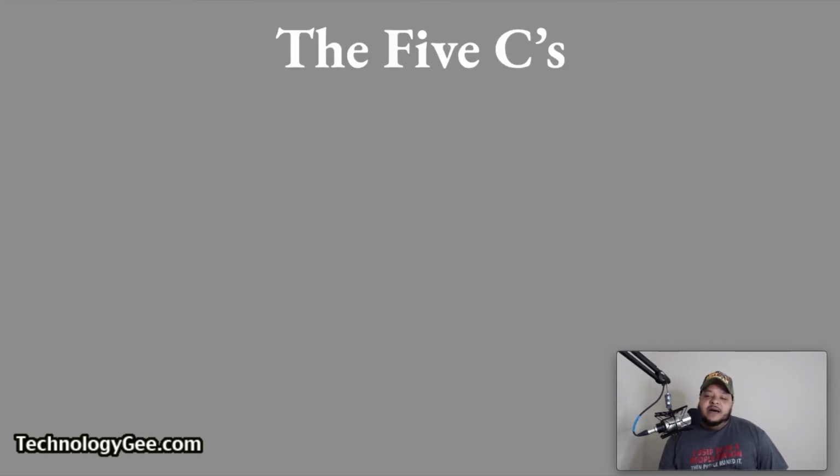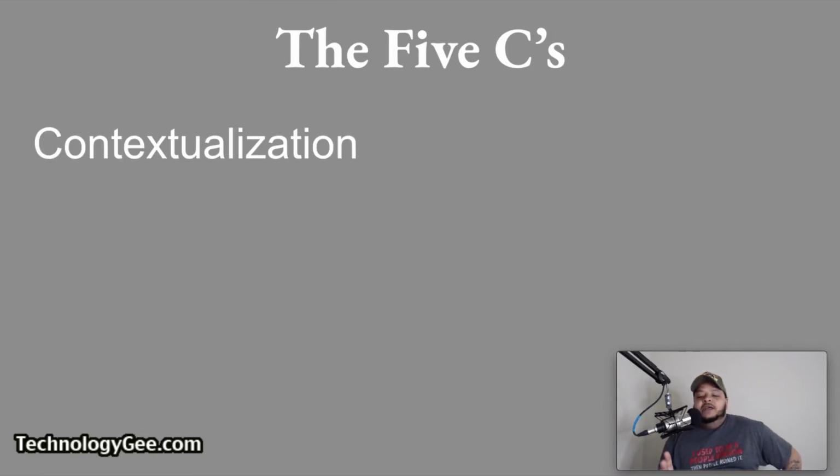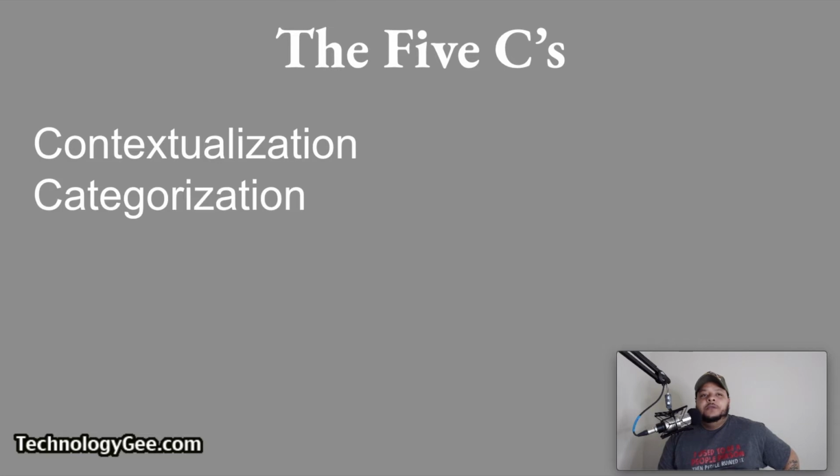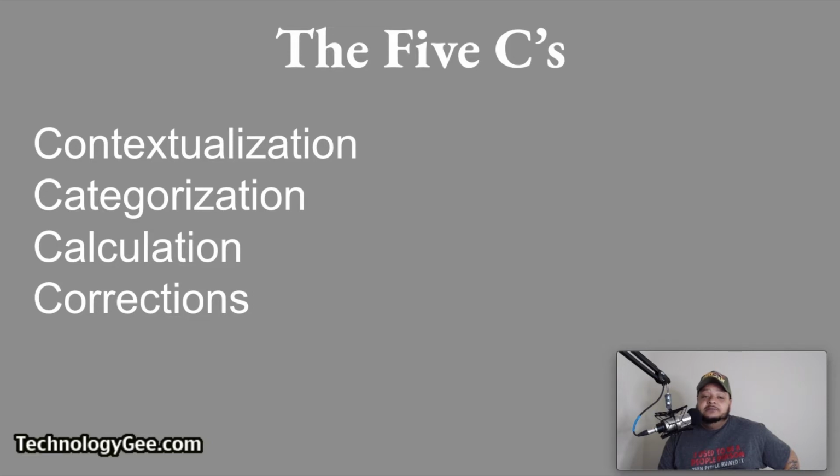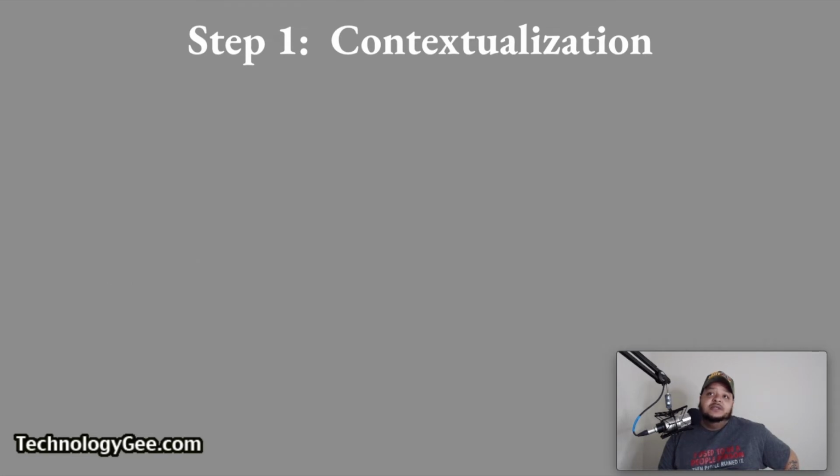All right, next we're going to talk about the 5 C's, ladies and gentlemen, the 5 C's. Another way to understand how data is turned into information can be explained using a concept called the 5 C's. The 5 C's was created by Thomas Davenport and Larry Prusak, who co-authored a book titled Working Knowledge back in 1998. So the 5 C's stand for: contextualization, categorization, calculation, corrections, and condensation.